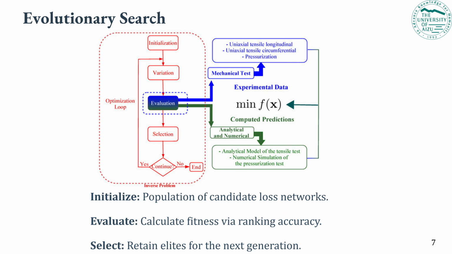Next is evolutionary search. Learning a loss function is a loss shape search problem. Because synthetic pairs are randomly sampled, this search can be noisy. So we use a population-based evolutionary strategy. First, we initialize candidate loss networks. Second, we evaluate them by ranking accuracy. Third, we keep the best candidates as elites. The mutation generates new candidates. By repeating this process, the population gradually moves toward better loss shapes.